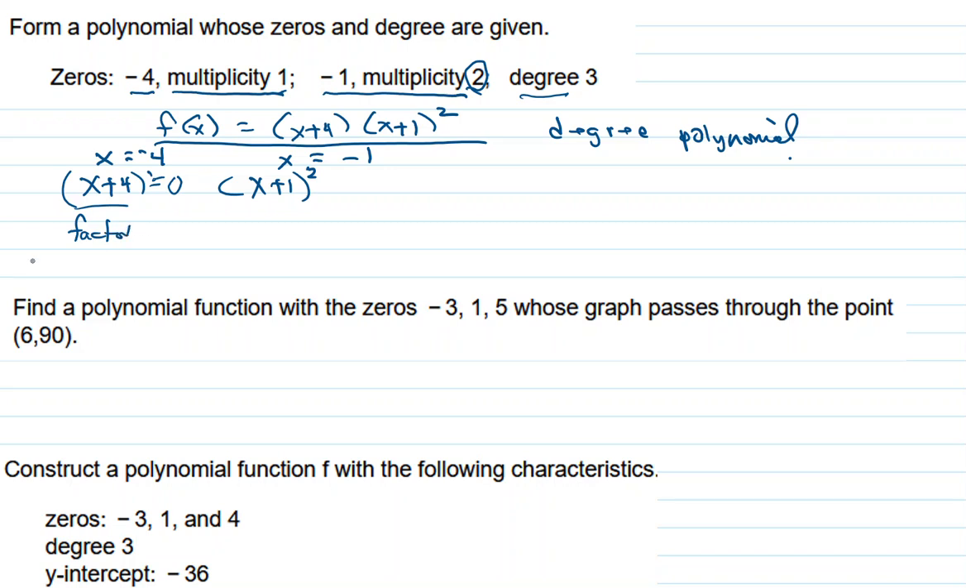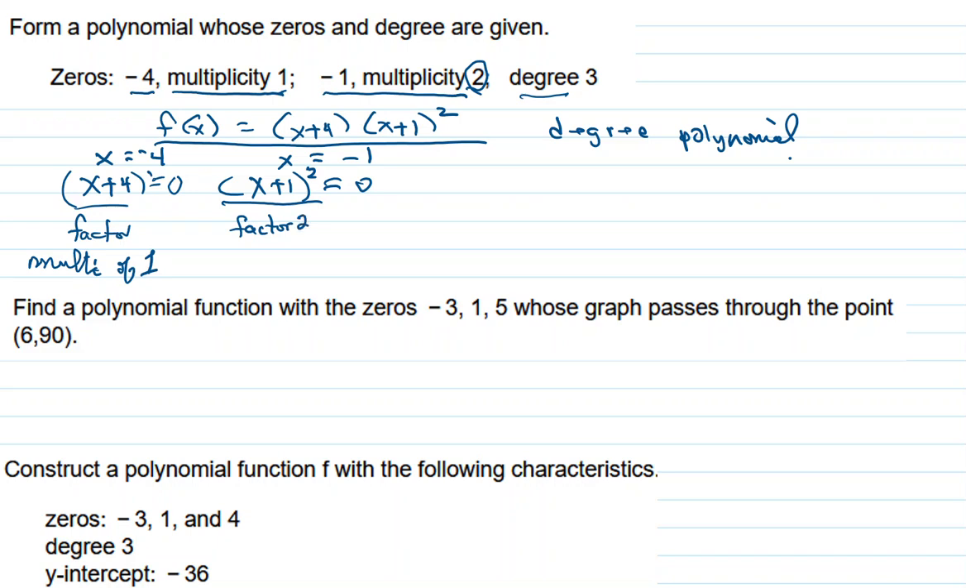Has a multiplicity. I'm going to take a shortcut, multiplicity of 1. So that is the factor. Then this one, we had x equals -1. So then I added 1 to both sides and got x plus 1 equals 0. So I am good on the factor. So this is my factor.